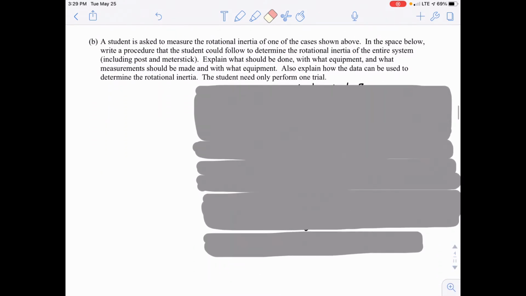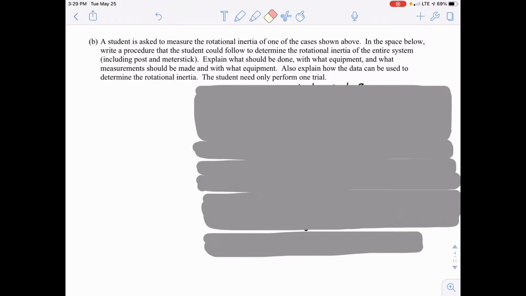Part B. A student is asked to measure the rotational inertia of one of these cases above. In the space below, write a procedure that the student could follow to determine the rotational inertia of the entire system, including post and meter stick. Explain what should be done with what equipment and what measurements should be made with that equipment. Also explain how the data can be used to determine the rotational inertia. In other words, which calculations you can do. The student only needs to perform one trial.